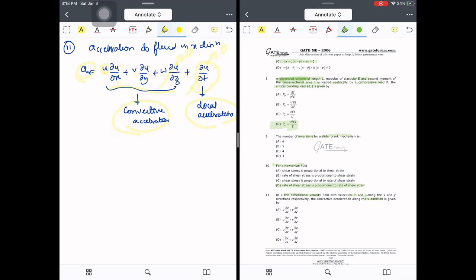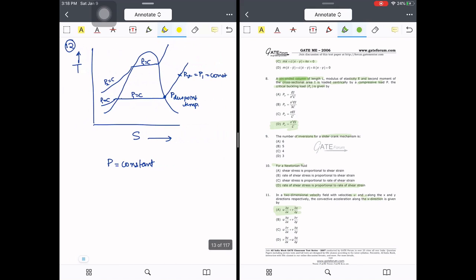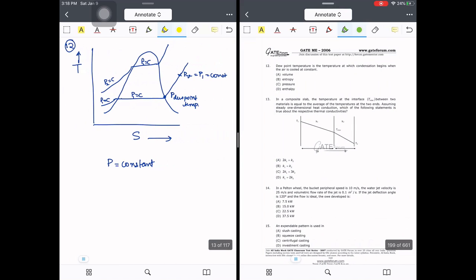They have mentioned the two-dimensional velocity, so I will take only the x and y directions. I will replace the z term with 0, and the local acceleration will also be 0. So it will be u into del u by del x plus v into del u by del y. So option A is the correct answer: u into del u by del x plus v into del u by del y.